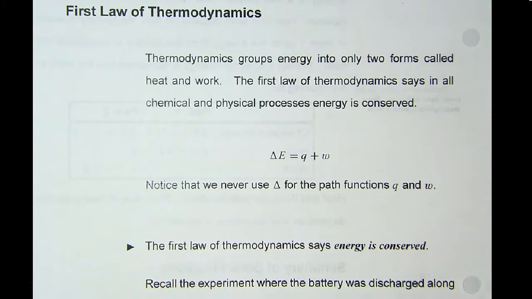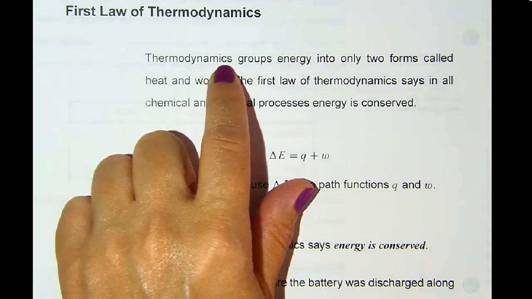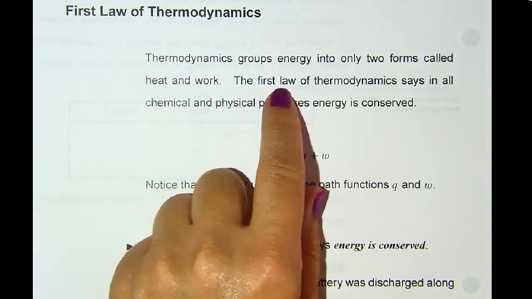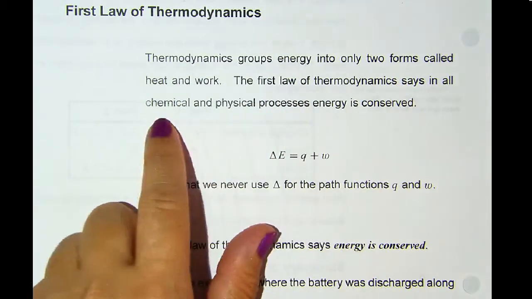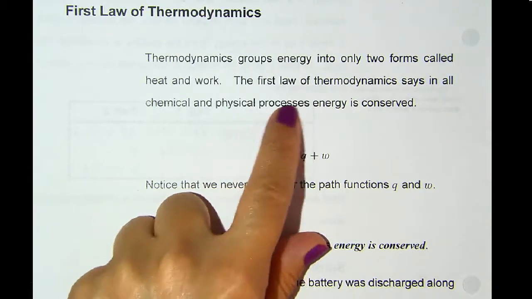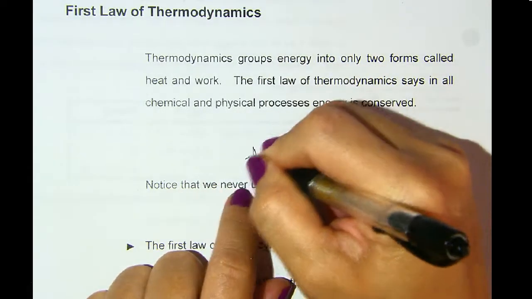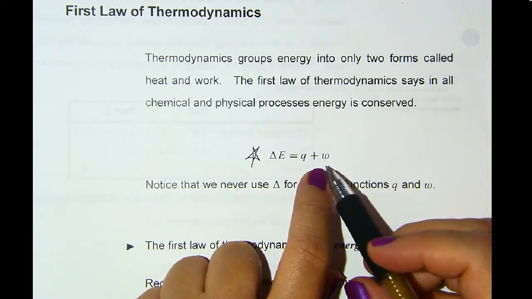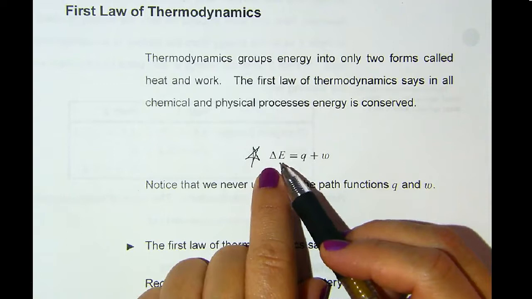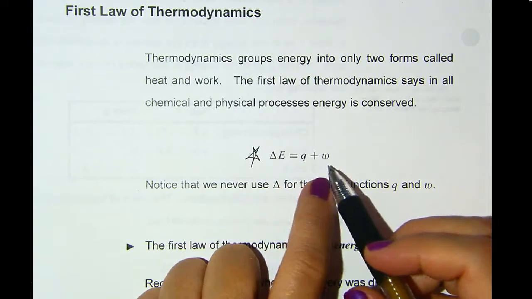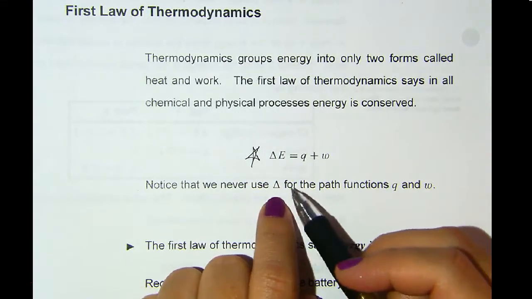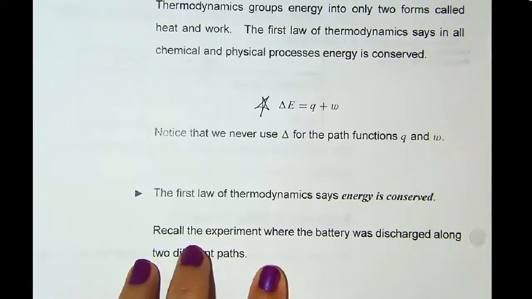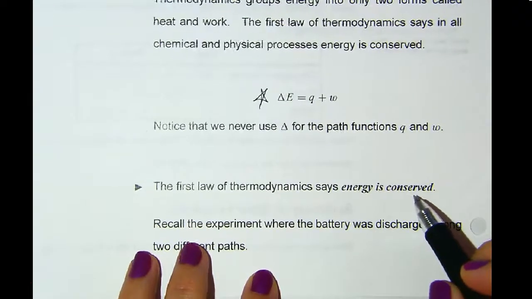This brings us to our first law of thermodynamics. Thermodynamics groups energy into only two forms called heat and work. The first law of thermodynamics says in all chemical and physical processes, energy is conserved. So the delta E is going to be equal to the heat plus the work, where delta E is a state function. Q and W, heat and work, are both path functions. Notice that we never use delta for the path functions Q and W. The first law of thermodynamics says energy is conserved.